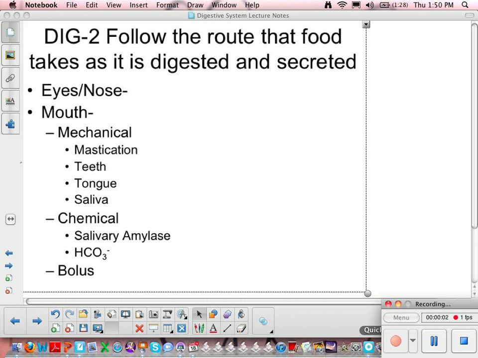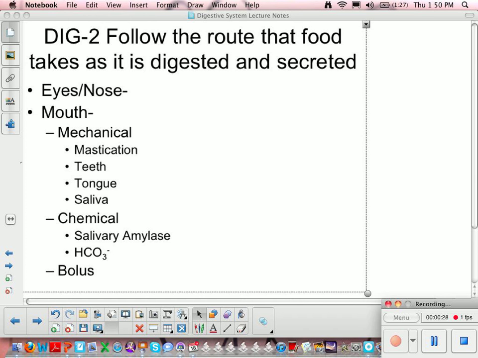Okay, so this will be the actual physiology of the digestive system. I'm going to try to do all the slides 17 through 23 on this, but if we get around 10 minutes, I may stop it and do a second one. So this will be the route that food takes as it passes through the digestive system.